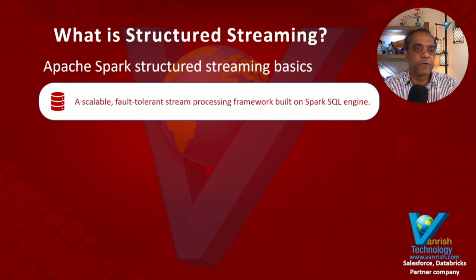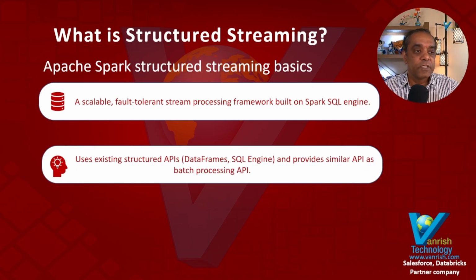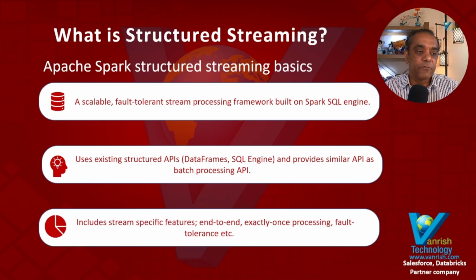So what are the basics of Apache Structured Streaming? First is a scalable, fault-tolerant stream processing framework built on the Spark SQL engine. Second is that it uses existing structured APIs, DataFrames and SQL, and provides an API similar to the batch processing API. And third, it includes streaming-specific features: end-to-end exactly-once processing and fault tolerance. So these are the features it provides.